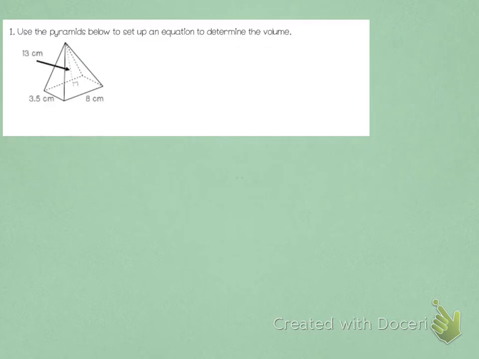Okay, so here we have used the pyramids below to set up an equation to determine the volume. As we learned yesterday, your first step is going to be to shade the base. I'm actually going to pick a lighter color to shade. So we're going to shade the base here, and then we're going to write our formula down. Volume equals 1/3 big BH. This is where I said we're going to use 1/3 first just to see how it works. Then we write big B and we solve for that.